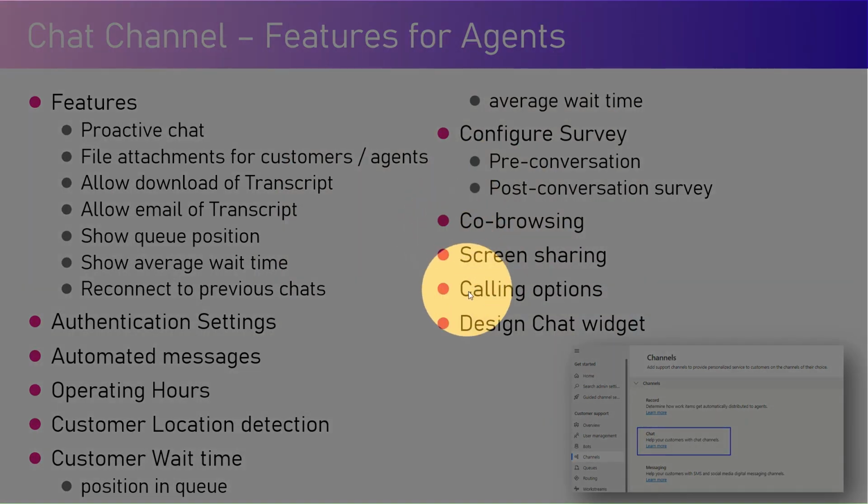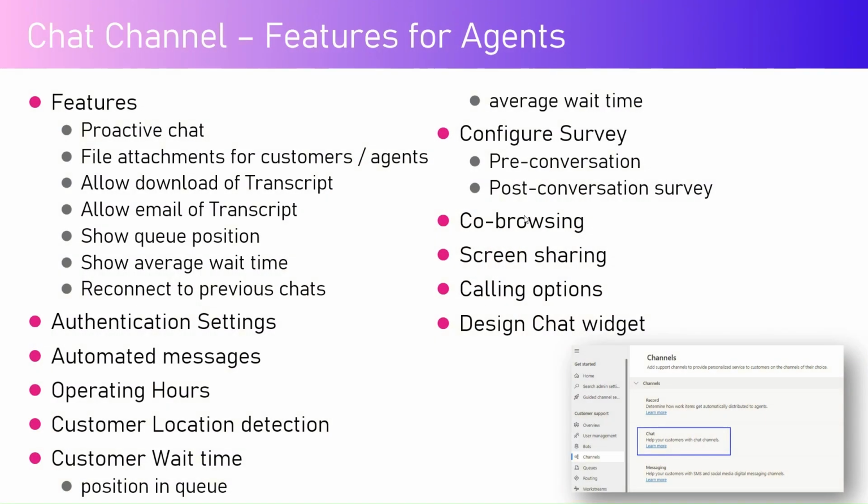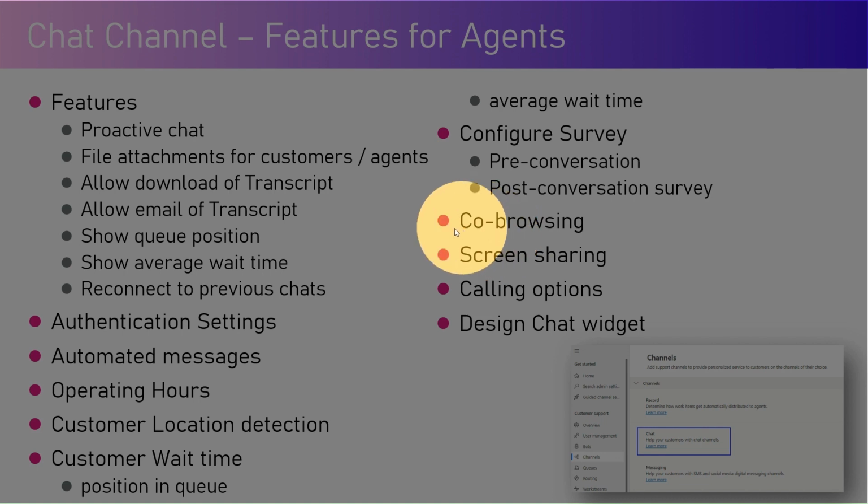Co-browsing, screen sharing, calling options, and then, at a broader level, designing the chat widget. For co-browsing and screen sharing, you need to configure some additional providers to get this functionality up and running. Calling options, video calls and voice calls, are readily available, so it's just a matter of ticking the boxes. For co-browsing and screen sharing, yes, you need to do some additional steps.